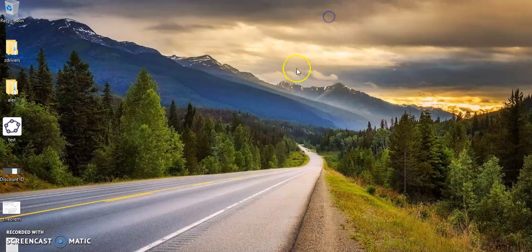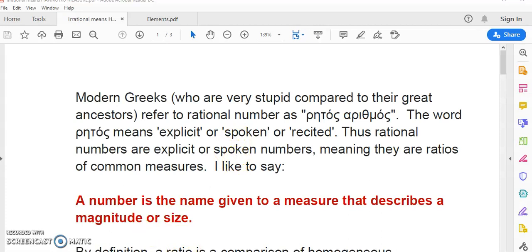So let's begin. Now, in the modern Greek language, we refer to a rational number as ritos arithmos. Okay. Now the word rito or ritos, ritos is just an adjective, but rito can be a noun, and it means explicit or spoken or recited. So rational numbers are explicit or spoken numbers, meaning they are ratios of common measures.